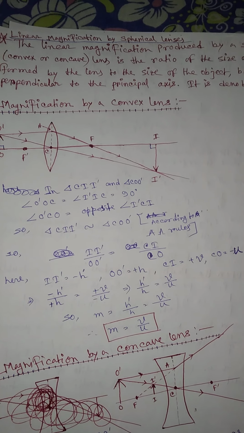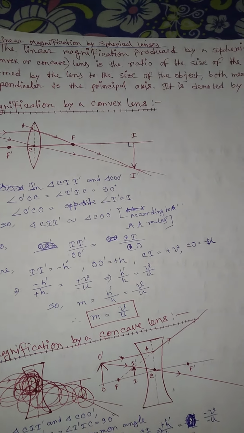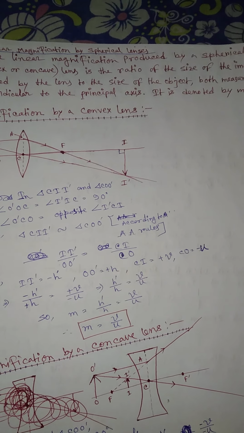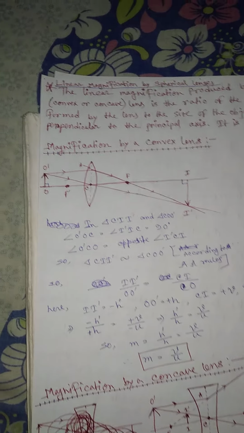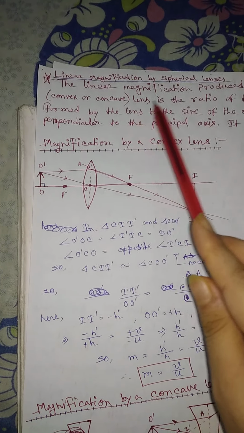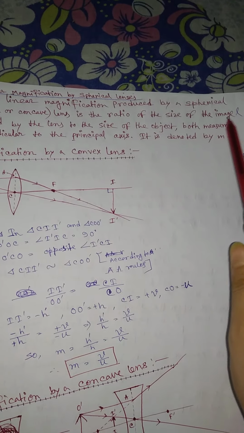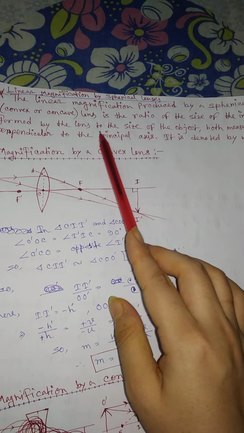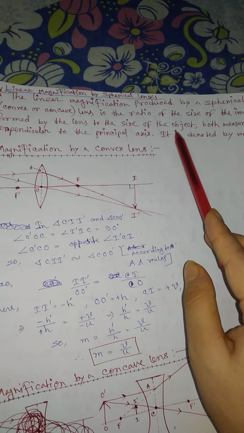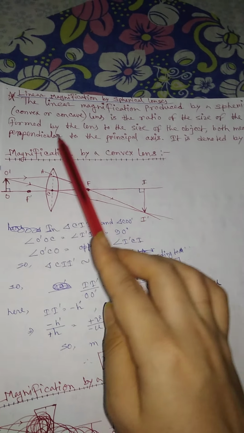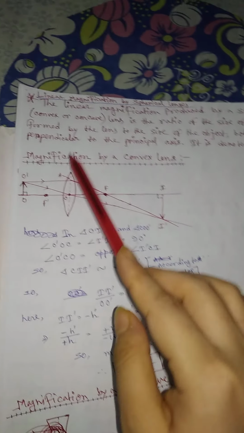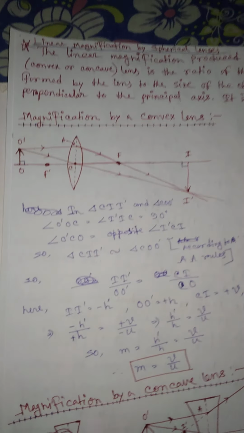I will discuss linear magnification of spherical lenses. The linear magnification produced by a spherical lens, convex or concave, is the ratio of the size of the image formed by the lens to the size of the object, both measured perpendicular to the principal axis. It is denoted by m, and that means m equals height of image by height of object.